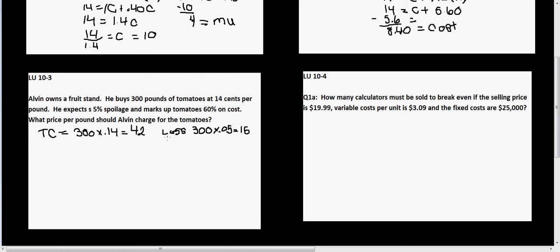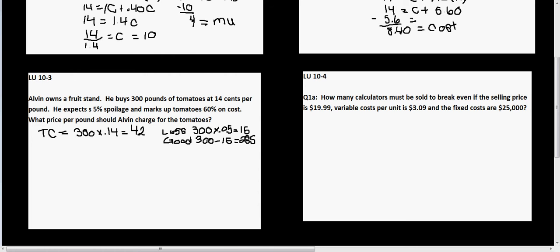So the amount of good product we have is 300 minus 15, or 285 pounds of good product that we can sell.